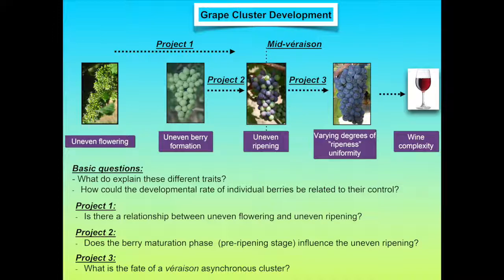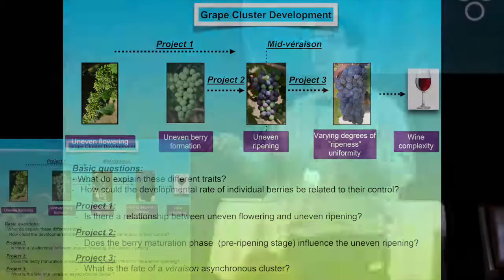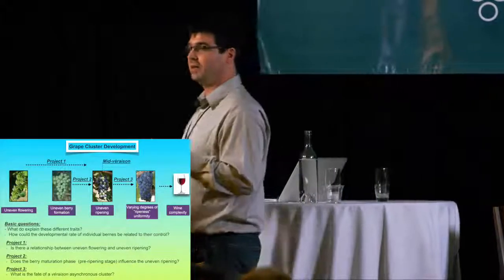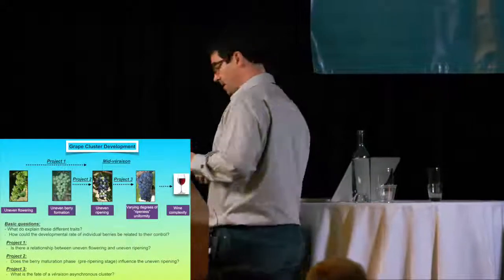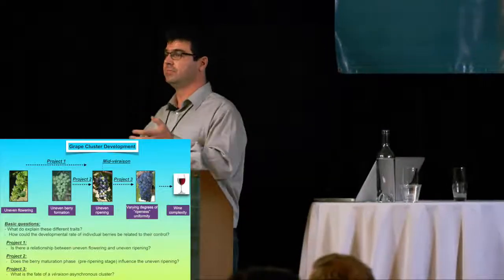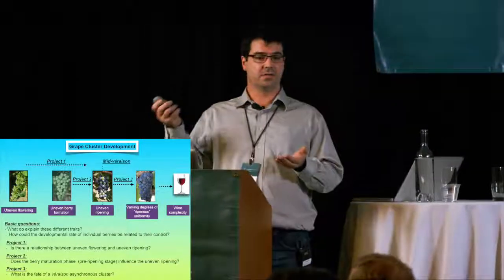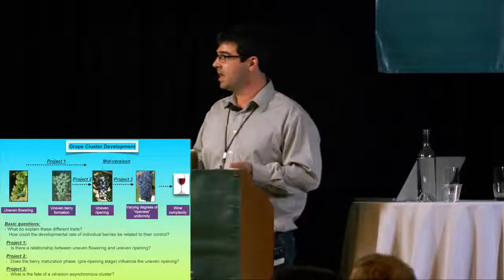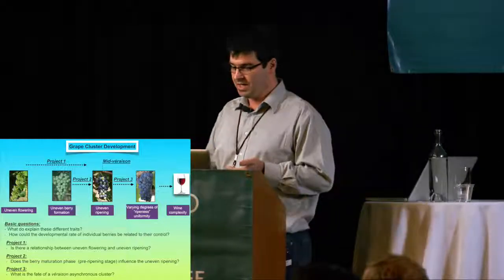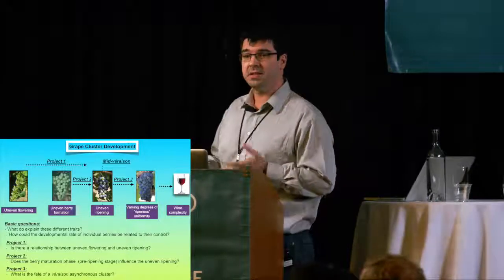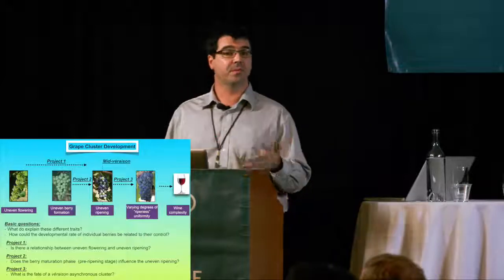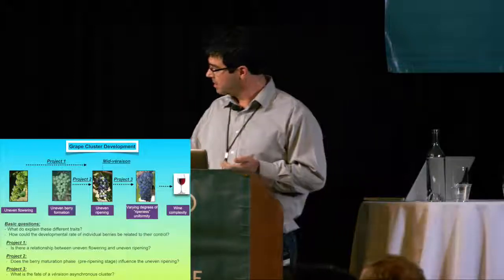To actually the uneven ripening. But what you also know is that after that time, the variability and the variations tend to mitigate towards maturity. So we designed three different projects to see what could explain this trait and try to come up with some tentative answers.